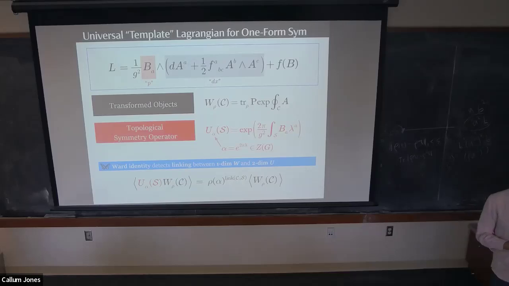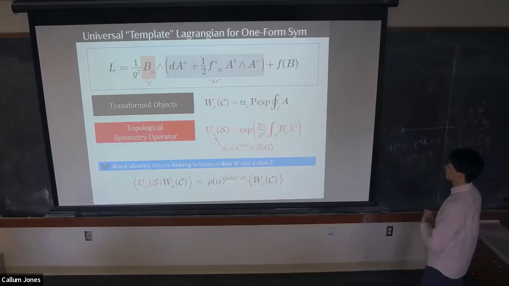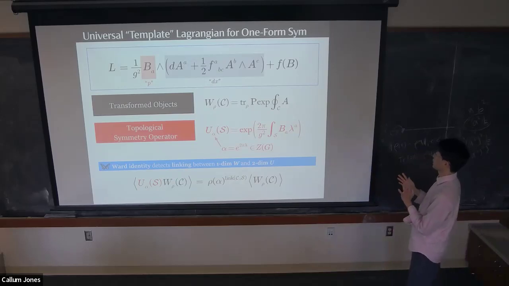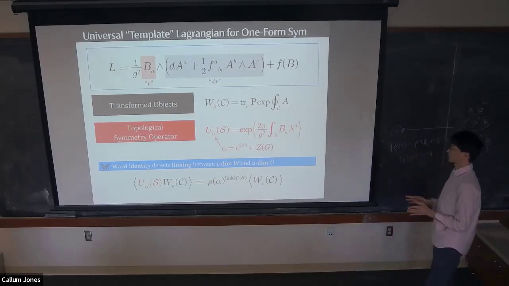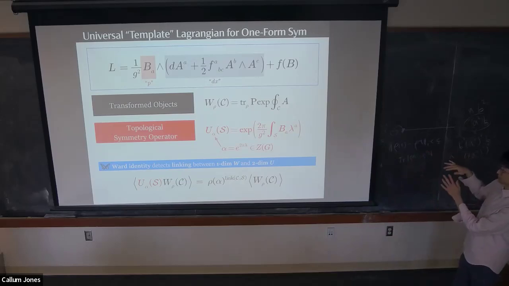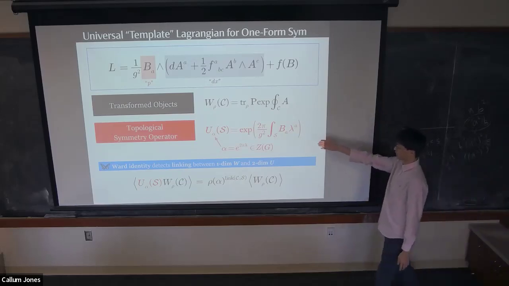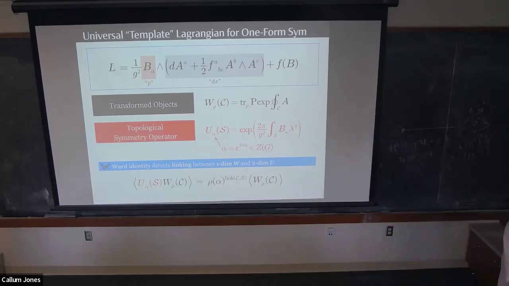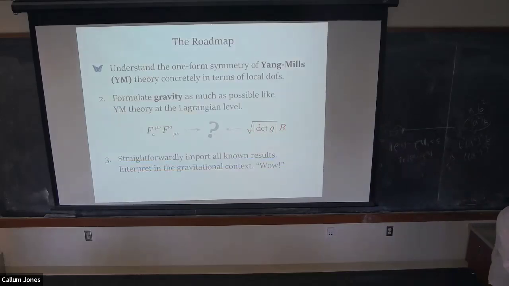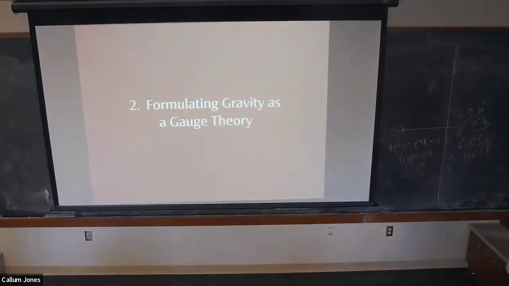So we can summarize this story in this one slide: when we have any Lagrangian which is BF plus some top 4 functional of the B field, then we always have the transformed objects being the Wilson loops, and the symmetry operator being realized in this formula. So with this understanding, now I will formulate gravity in this form, BF plus FB, and immediately identify the symmetry in the gravitational case.